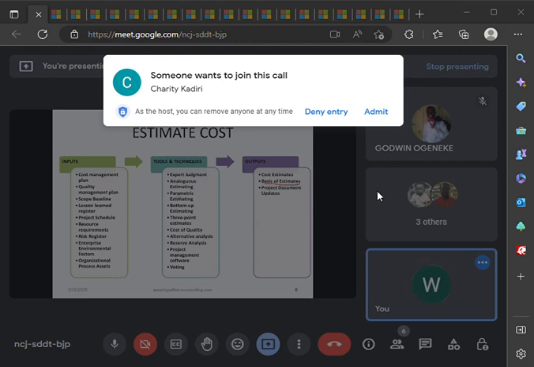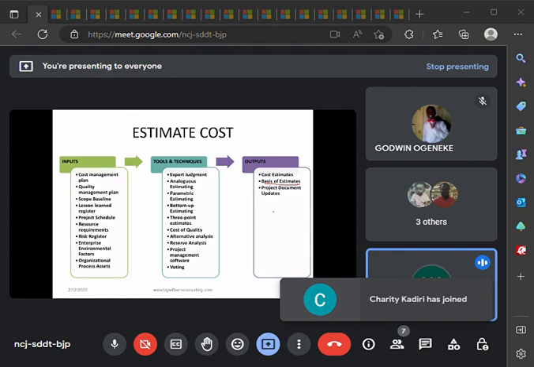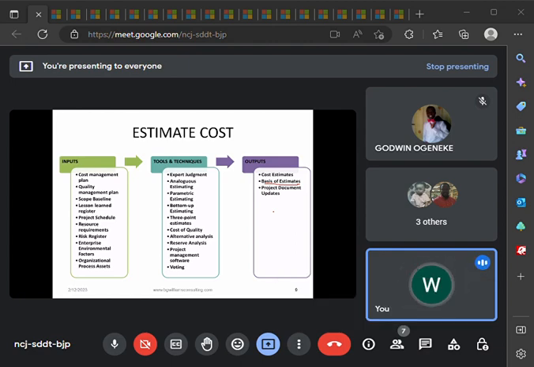Or I use analogous estimation, pick from historical documents that we have in a previous class. Okay, so pick from a historical document that we have in our previous class. All right, so that becomes what? An expert judgment. Okay, so that is very important. So that is what? Estimate cost.